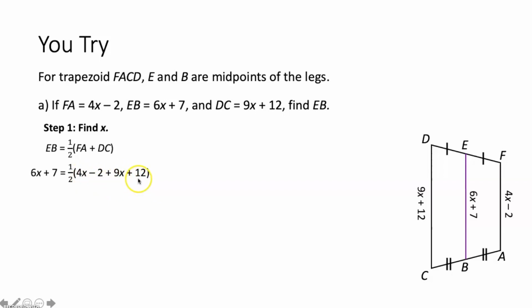Negative 2 plus 12 is going to be positive 10. Now, how do I solve this? Well, there's two things you can do. One would be to distribute this 1/2 to the 13x and to the 10. But a little easier for me is to multiply both sides by 2.